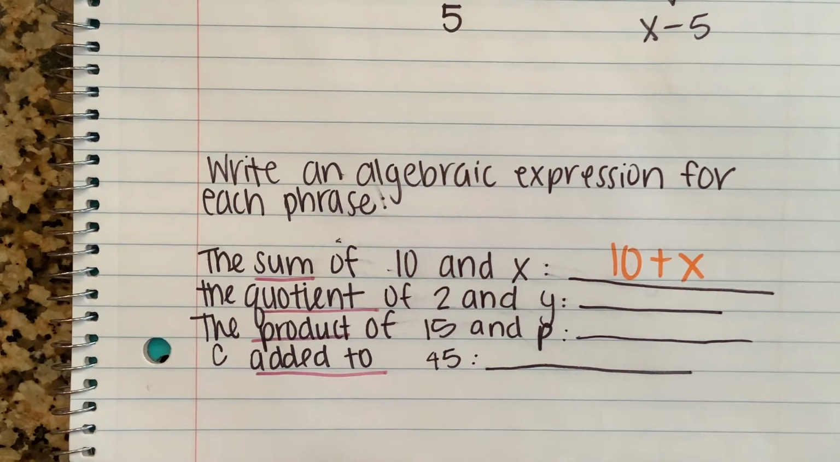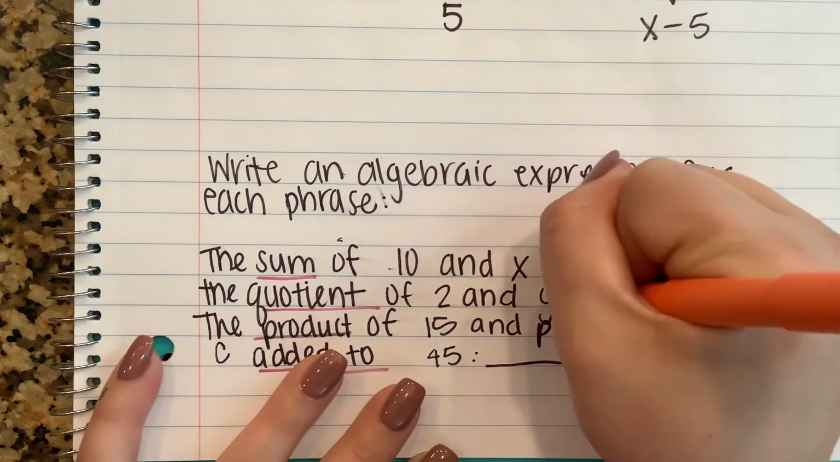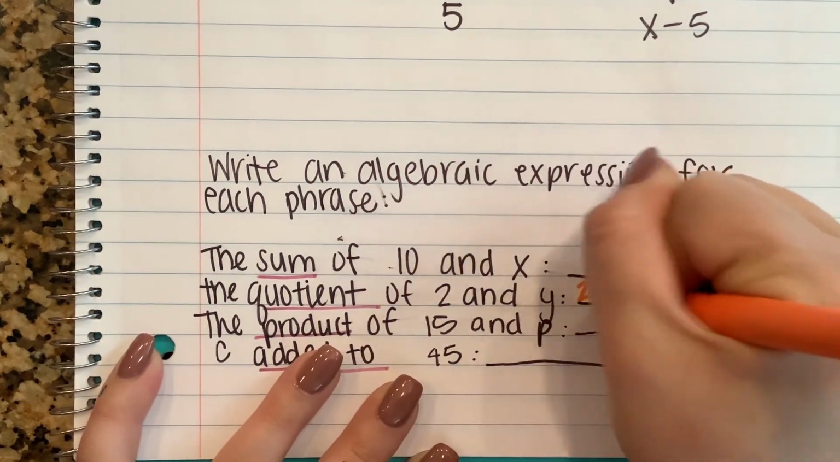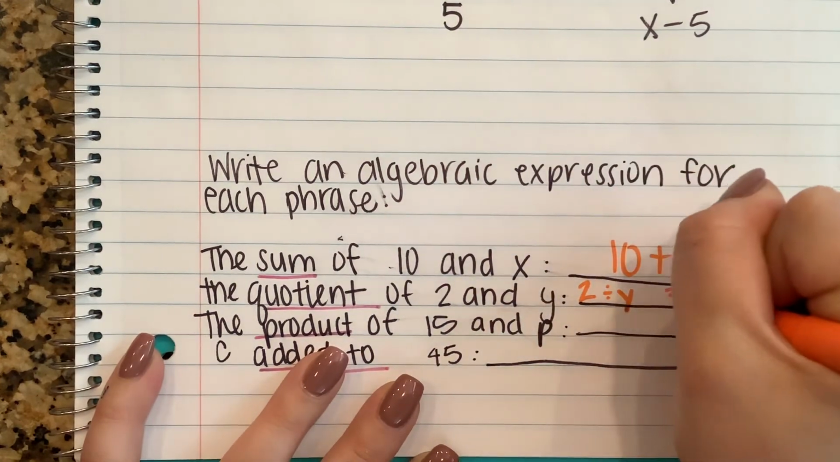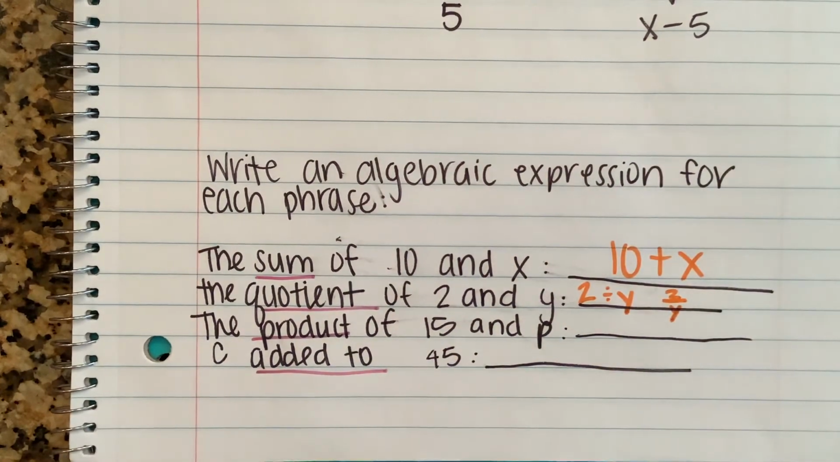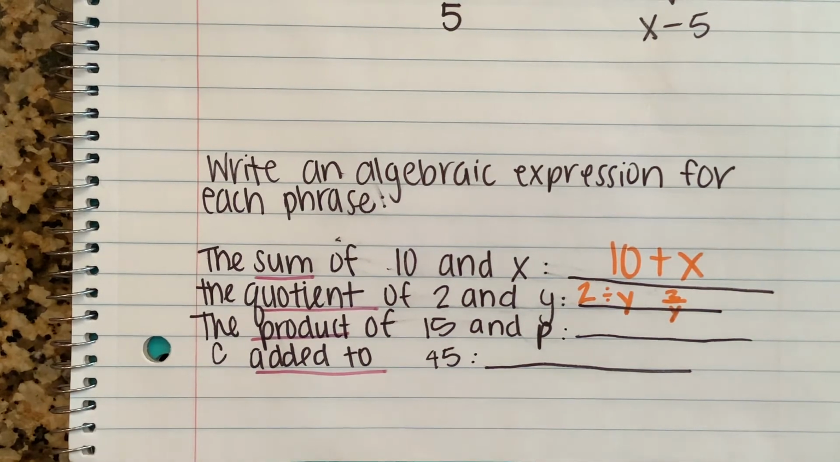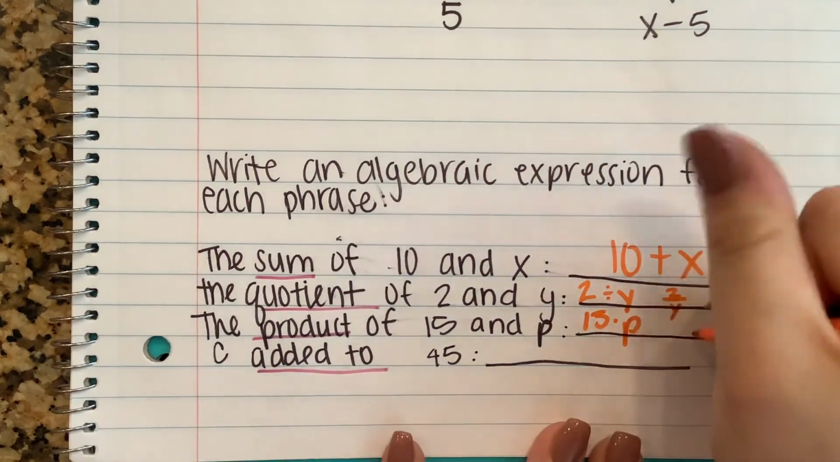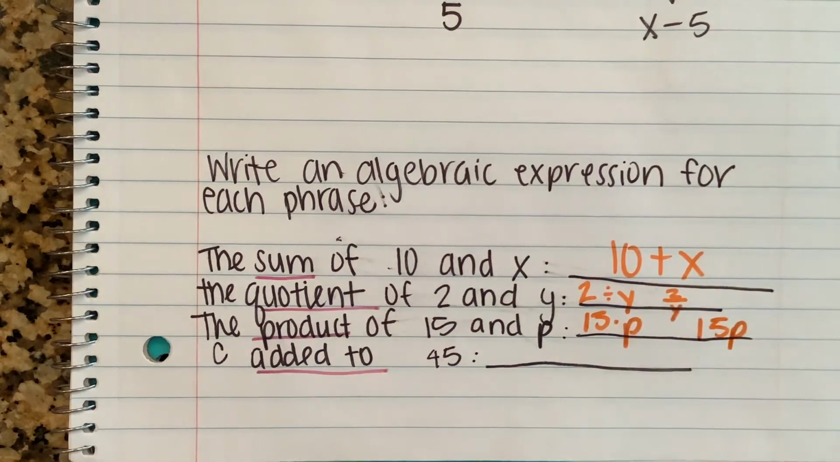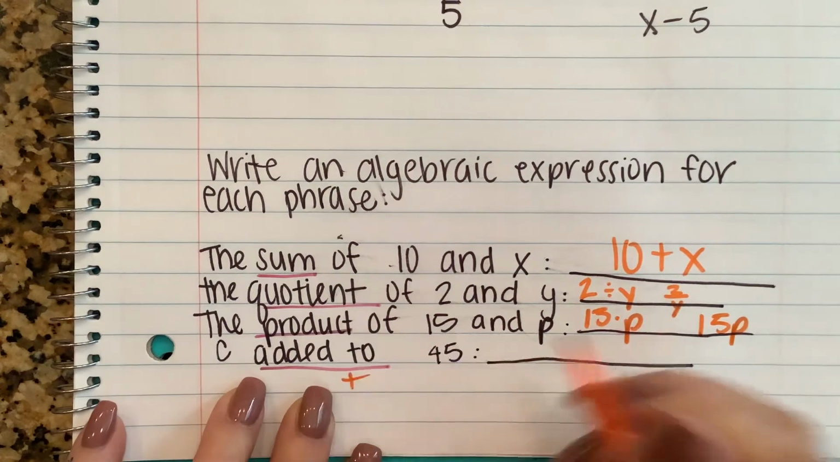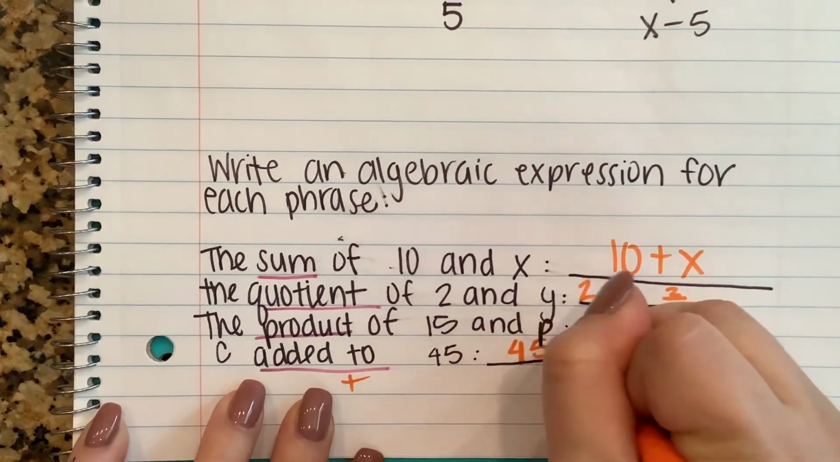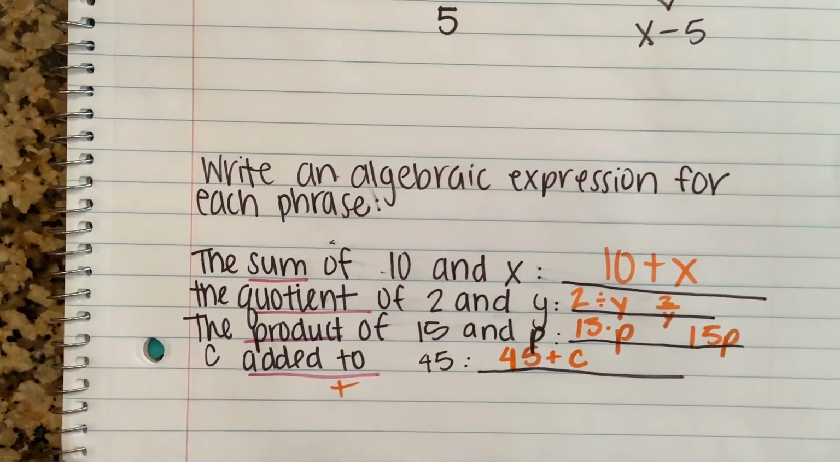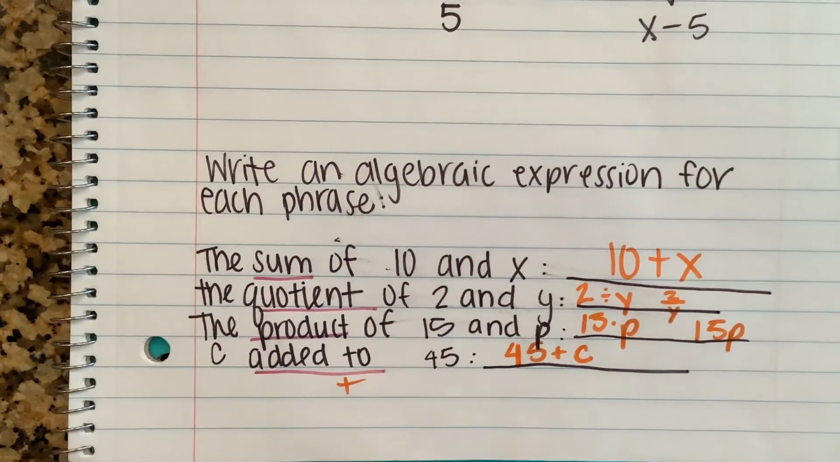The quotient of 12 and y. We could say 12 divided by y, or we could say 12 over y. Either way would work. The product of 15 and p. Product tells us multiplication, so we can do 15 times p. I'm using my dot for multiplication, or I can just write 15p to show multiplication. Last, I have c added to 45. Added to is telling me plus, 45 plus c. C added to 45.